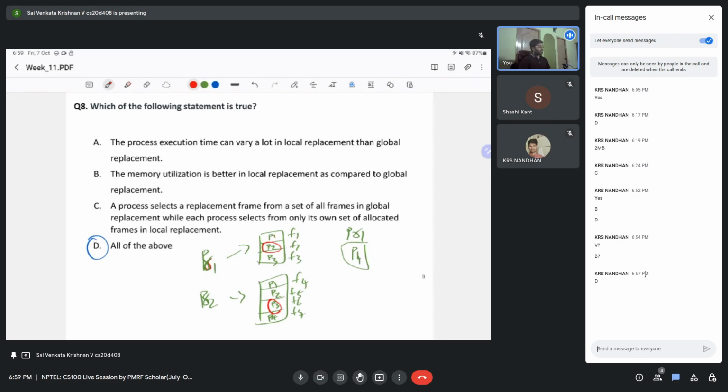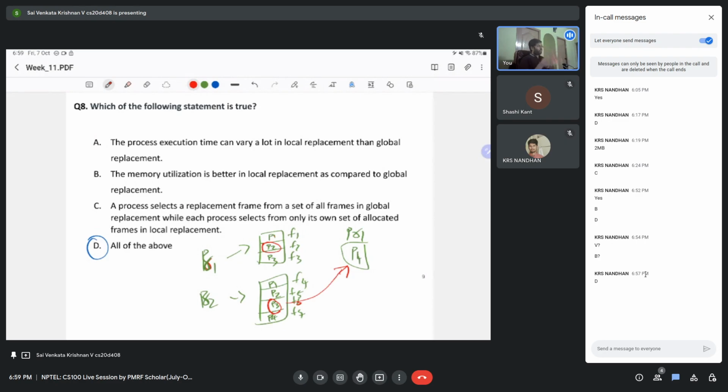So in a local replacement, I should swap out page 2 only and bring in page 4 in place of page 2. In global replacement, if page 3 belonging to process 2 is referenced only once, whereas page 2 in process 1 is referenced 10 times, then it is better if I allocate this frame 6 to page 4 belonging to process 1. So that is global replacement: removing a page belonging to another process from that frame and bringing in another process's page into that frame.